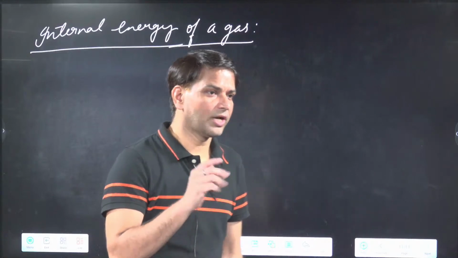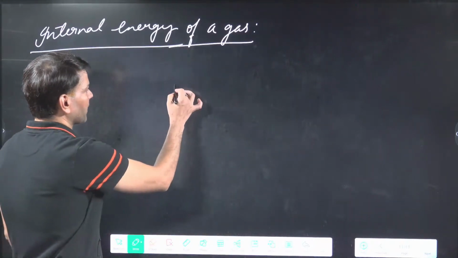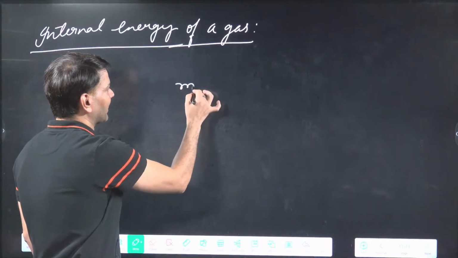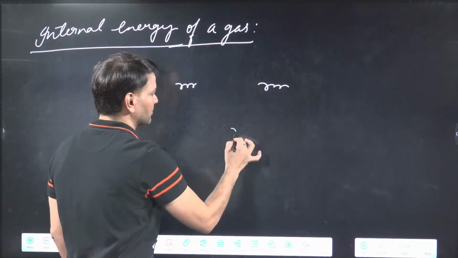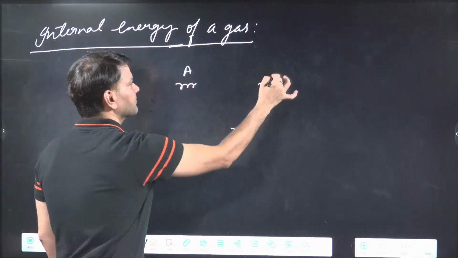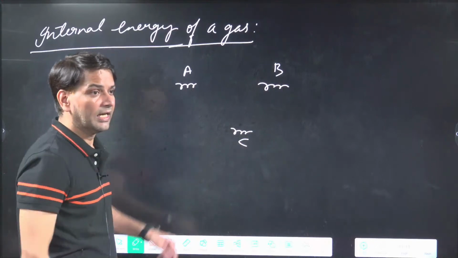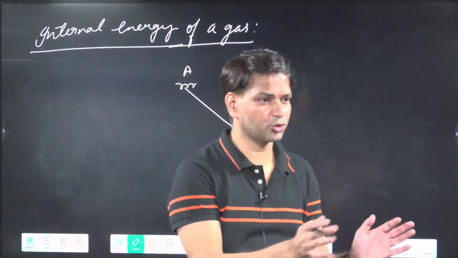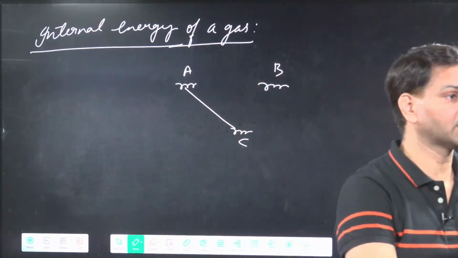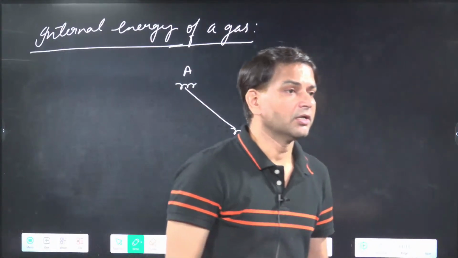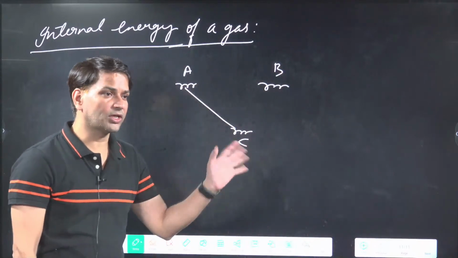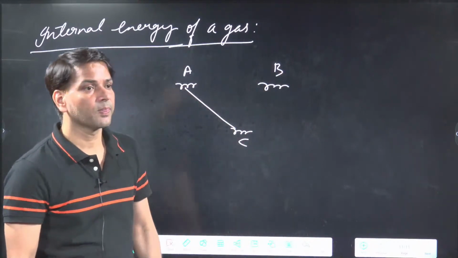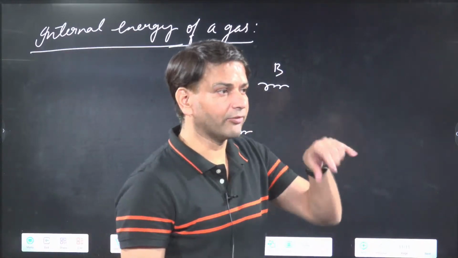Yes or no? Suppose just imagine I am taking the molecule like a spring. You can imagine, suppose these are the molecules. These molecules do not apply the force on each other, because for an ideal gas molecule, it is the assumption. So they are not applying the force. So what is their potential energy? Zero. Okay.